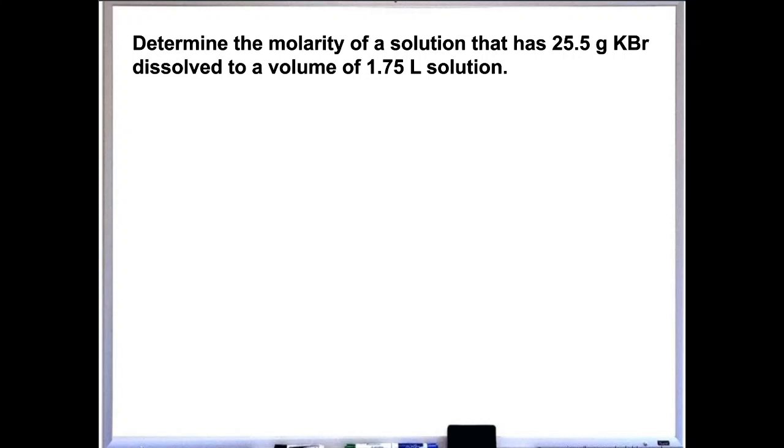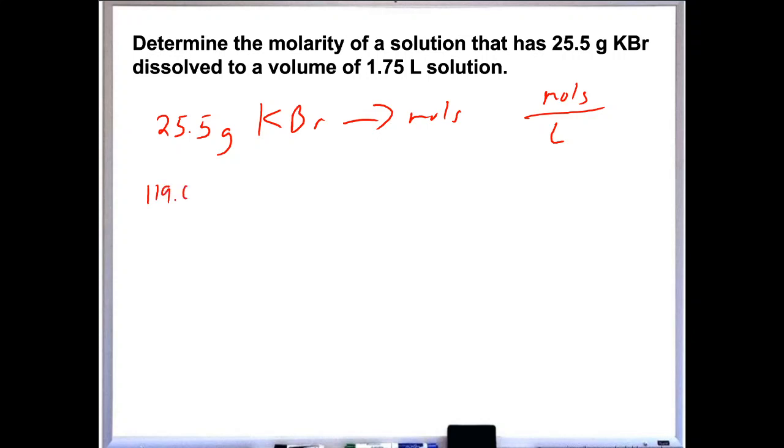Okay, so let's take a look at this one. So we just want to know what the molarity of this solution would be. So the first thing we have to do is convert 25.5 grams of KBr. We want to know how many moles that is. Because remember, molarity is moles over liters. Okay, so first we need to get the molar mass for KBr, which is 119.0 grams per mole of KBr.